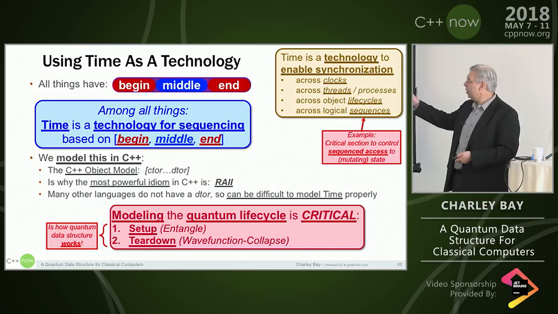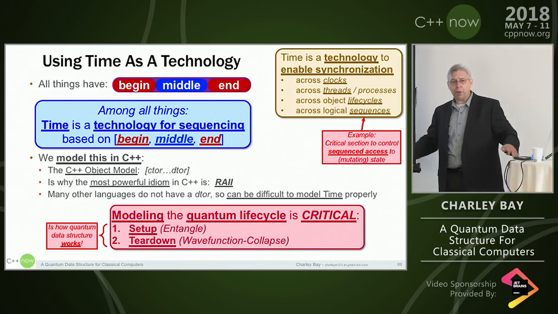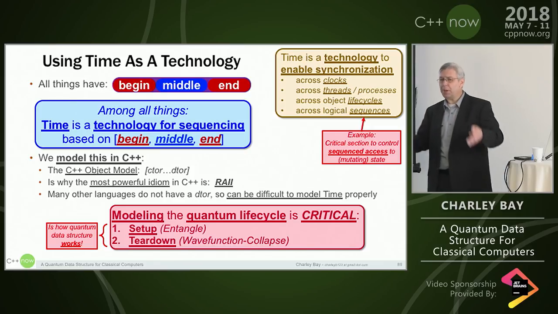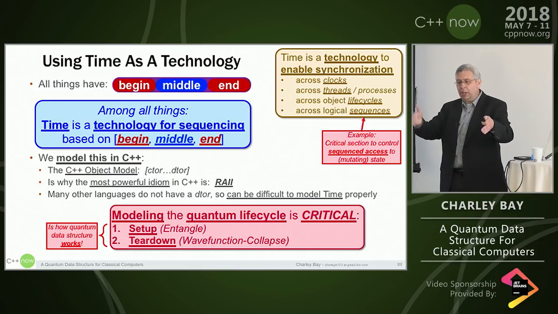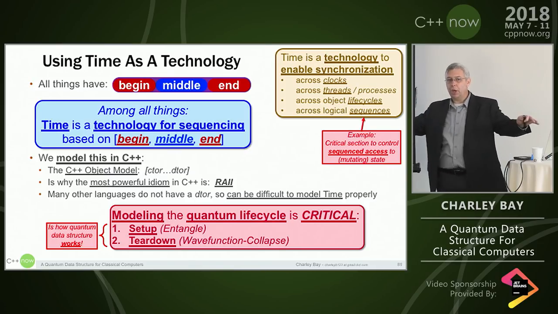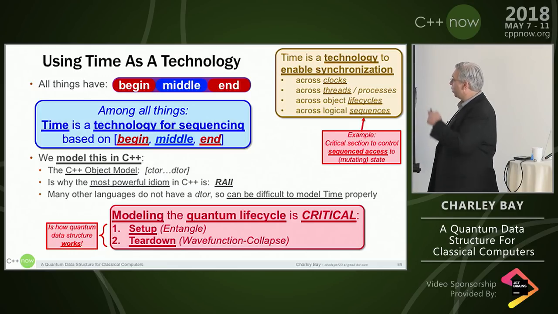So modeling the quantum life cycle is really important because we're going to do the setup and tear down. You set up your threads, you tear them down. You set up your objects, you tear them down. You set up your processes, tear them down. Set up your nodes, tear them down. You can do whatever you want, but somehow the beginning and middle and end has to be sequenced sensibly across the whole system. And we totally do this because we got this RAI thing and time is a technology.